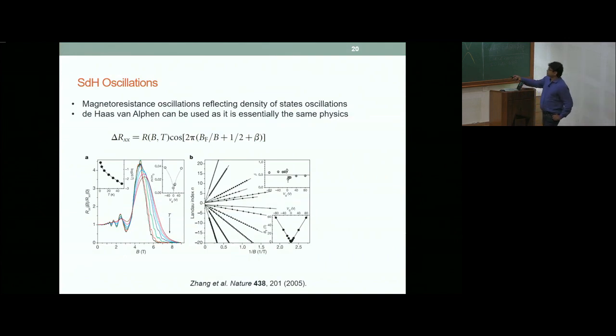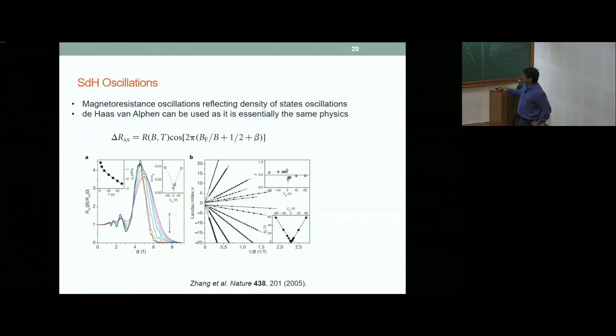If you track the minima or maxima of the oscillations, you have to be a little bit careful, otherwise you can be phase shifted by a factor of pi. You have to be very careful about this. You track those minima and plot them in the space of 1 over B, and you'll get a line.